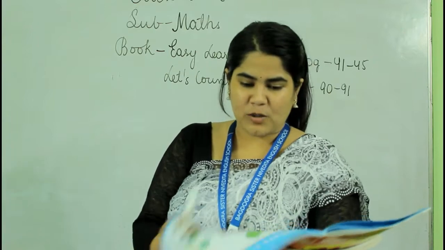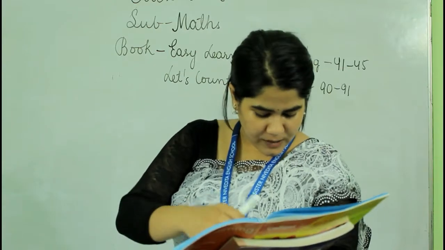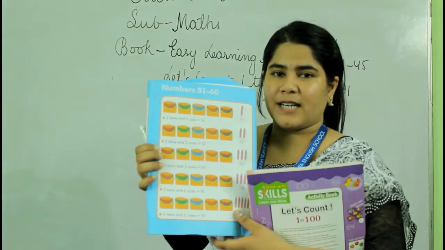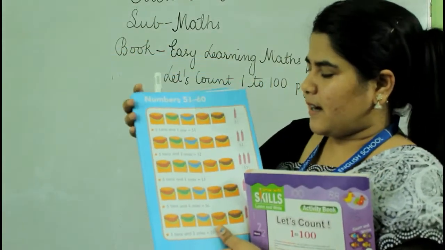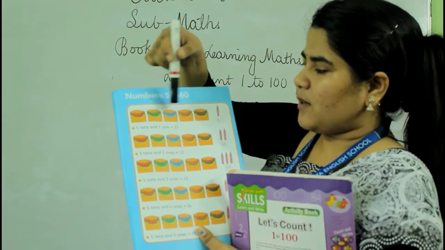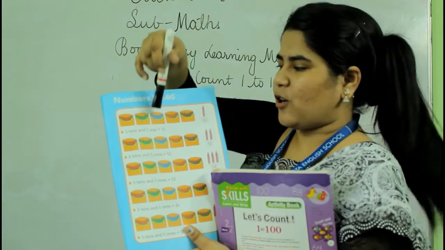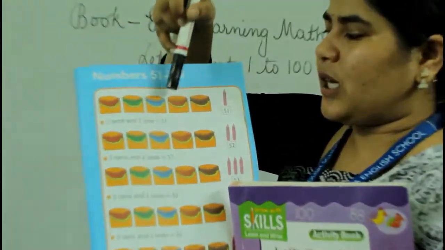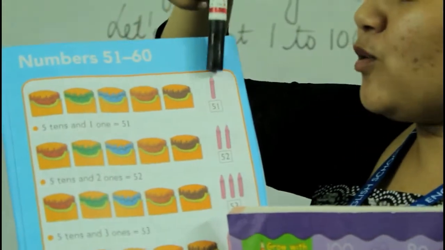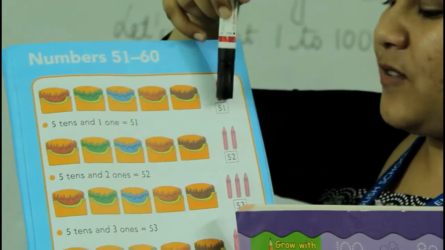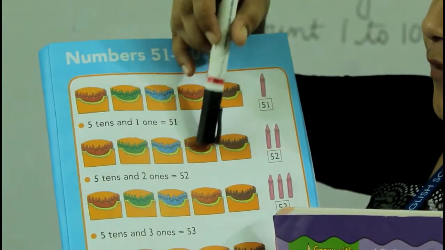Alright, so if you open to page number 41, you will get these things, number 51 to 60, as we have already started with tens and ones. Here, 5 tens and 1 one. How? These all boxes contain 10 crayons, okay? These all packets contain 10 crayons. That means 1, 2, 3, 4, 5. 5 tens, and loose crayons is only 1. Ones में क्या लिखेंगे? 1. So 51.